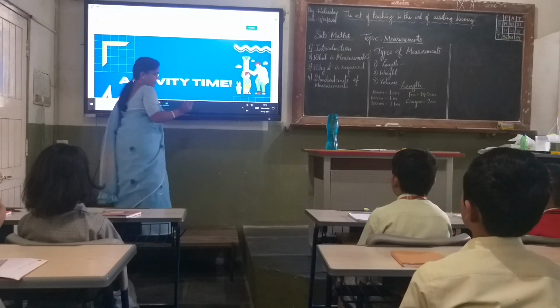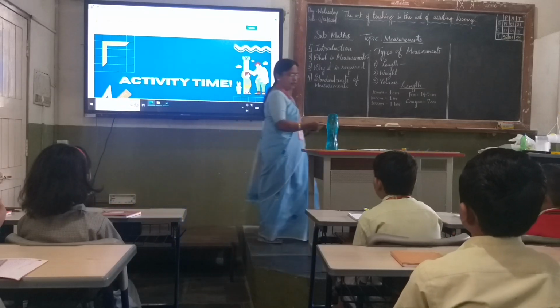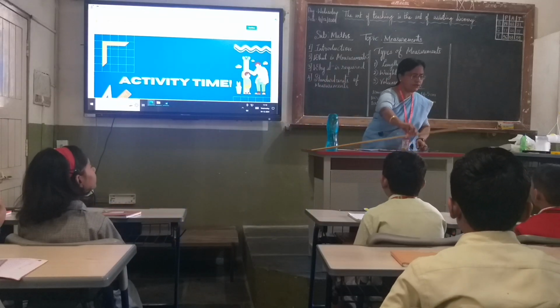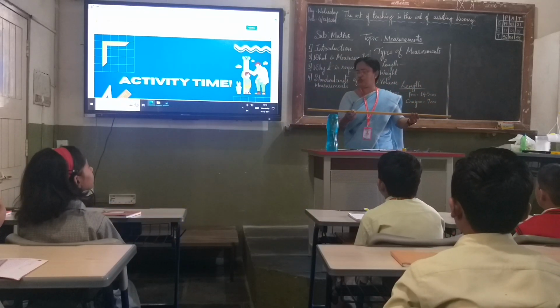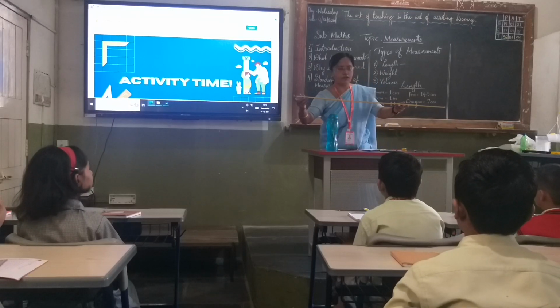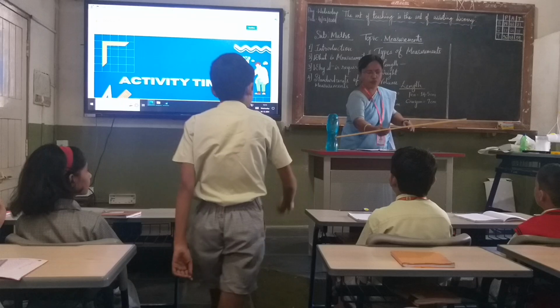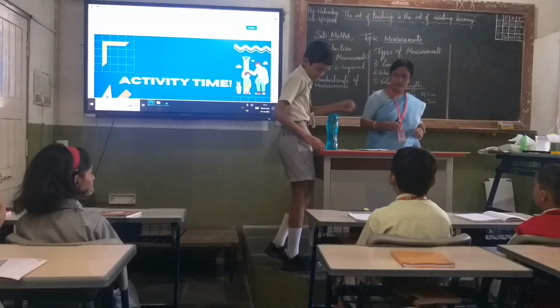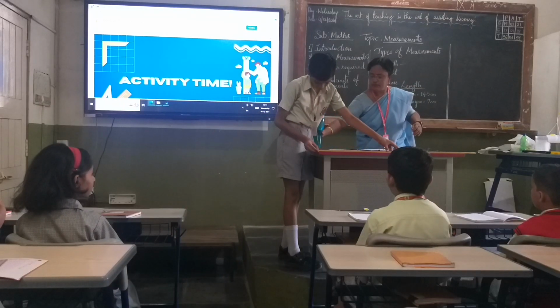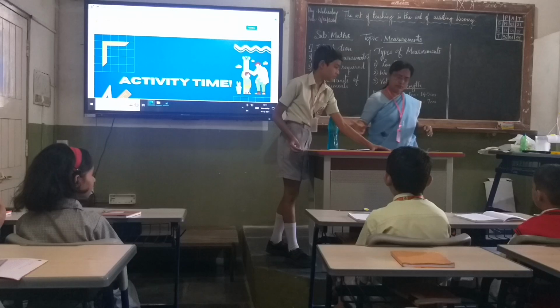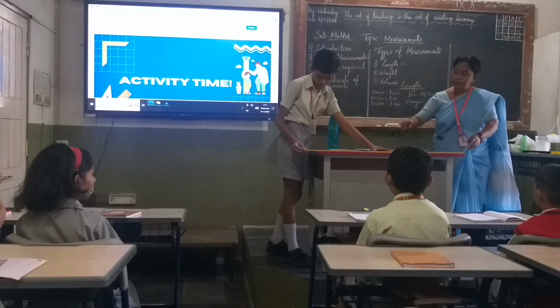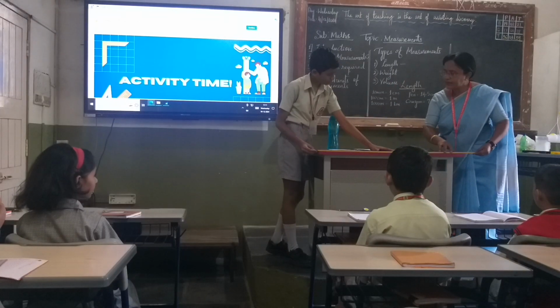It's activity time. Just now we did it, and even I can use this meter scale to measure the length of the table. Now I will call Atharva to measure this. Atharva, measure the table length and show. So what is the length? You have to keep it at 0. Where is 0? It is there.